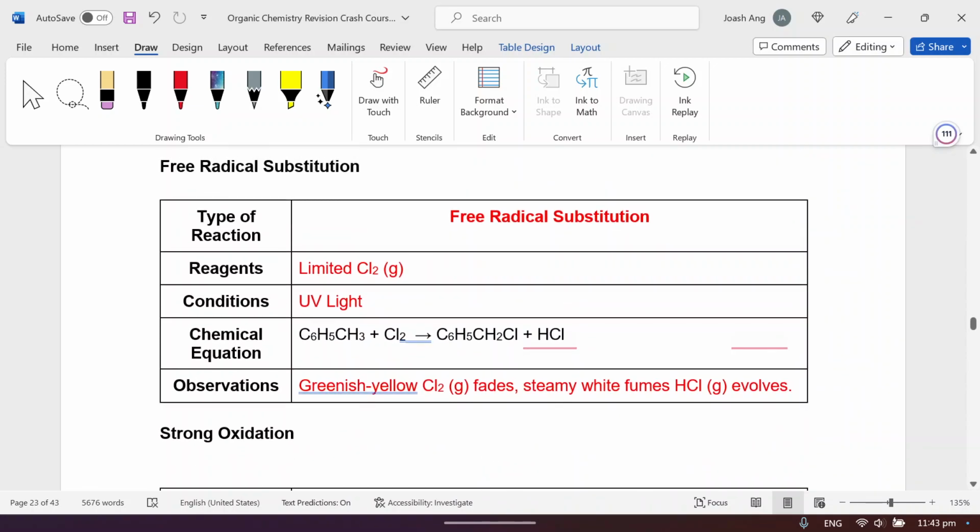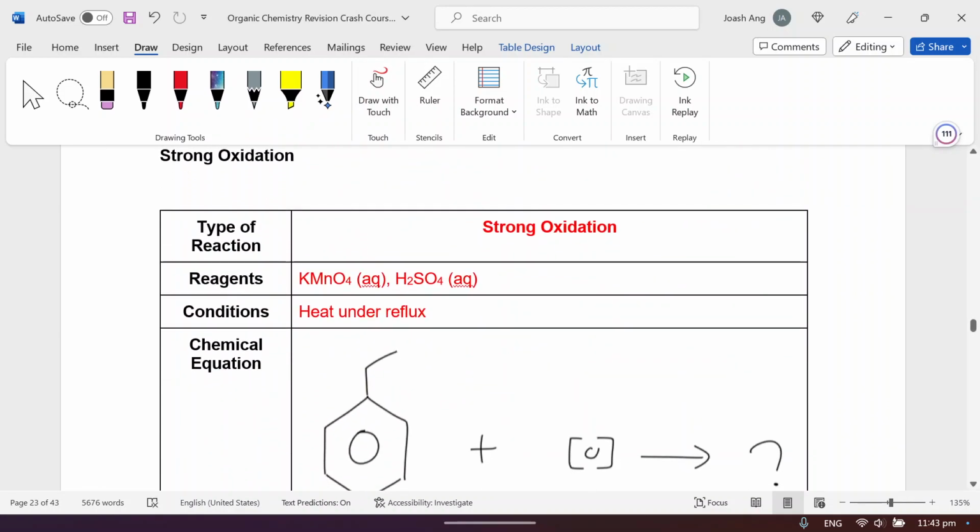So for free radical substitution over here, this is the same concept as last time, so make sure you put whether it is limited or excess. Most of the time it should be limited because we are always producing mono substituted products. You can see there's only one chlorine over here. Only one chlorine is being substituted, and the observations are the same as before.